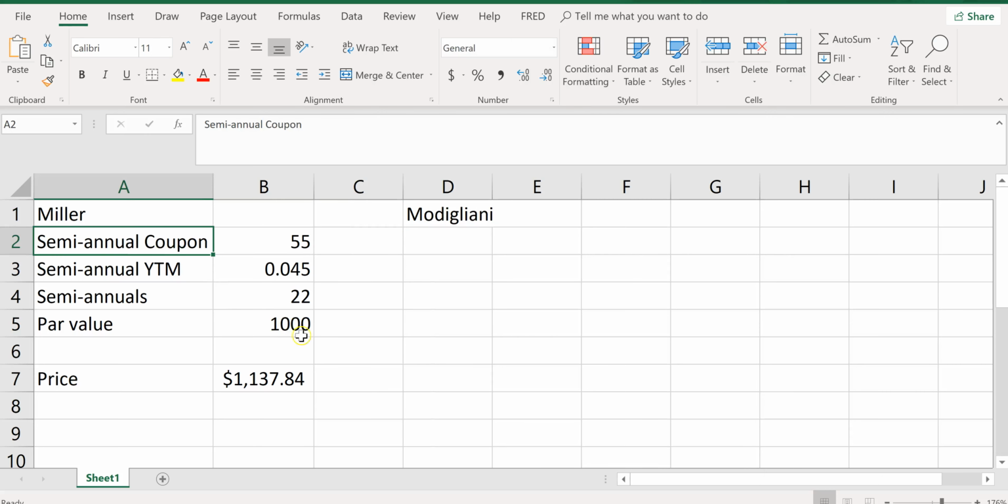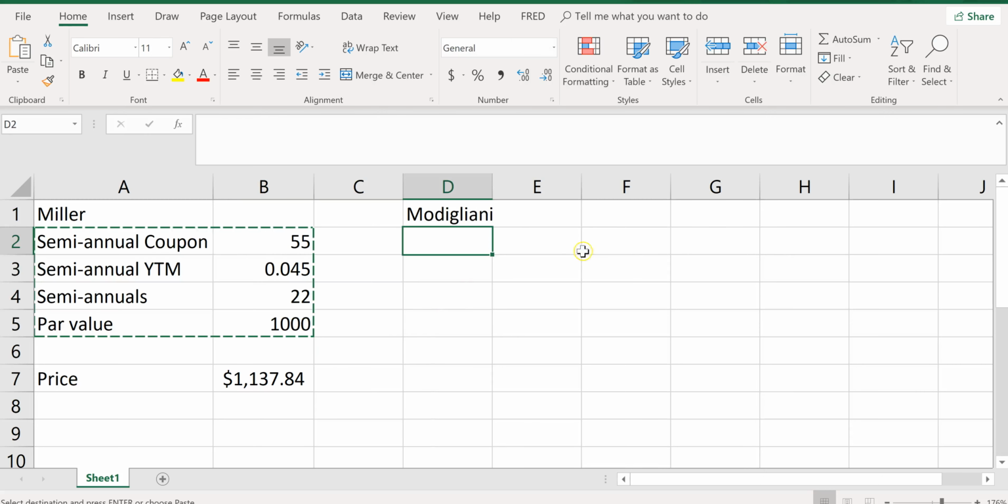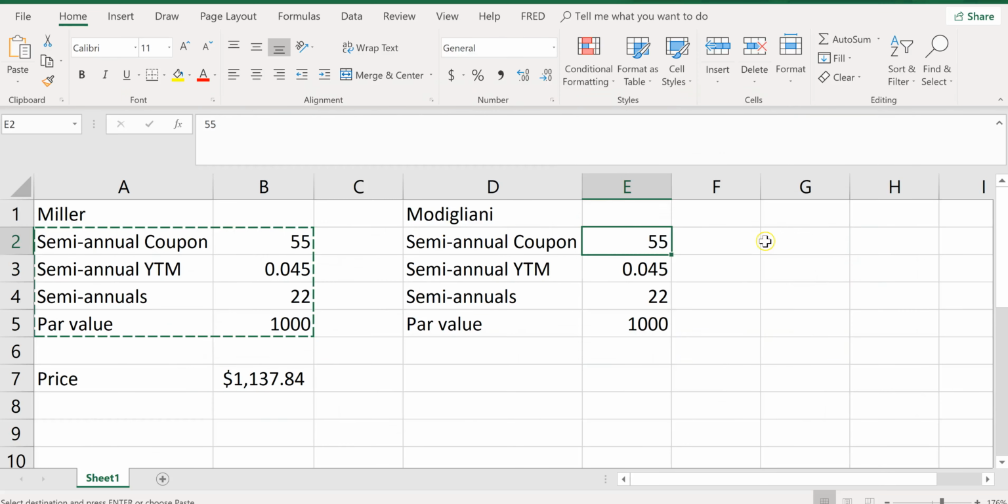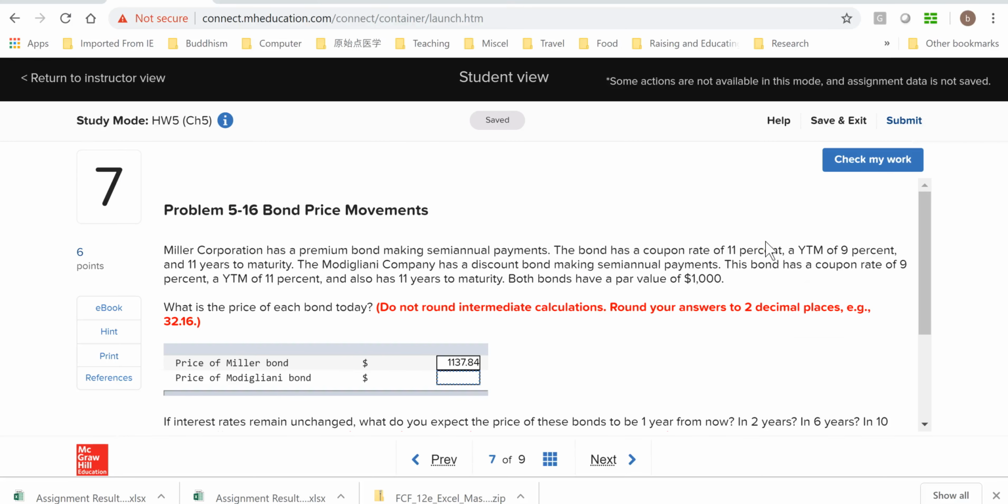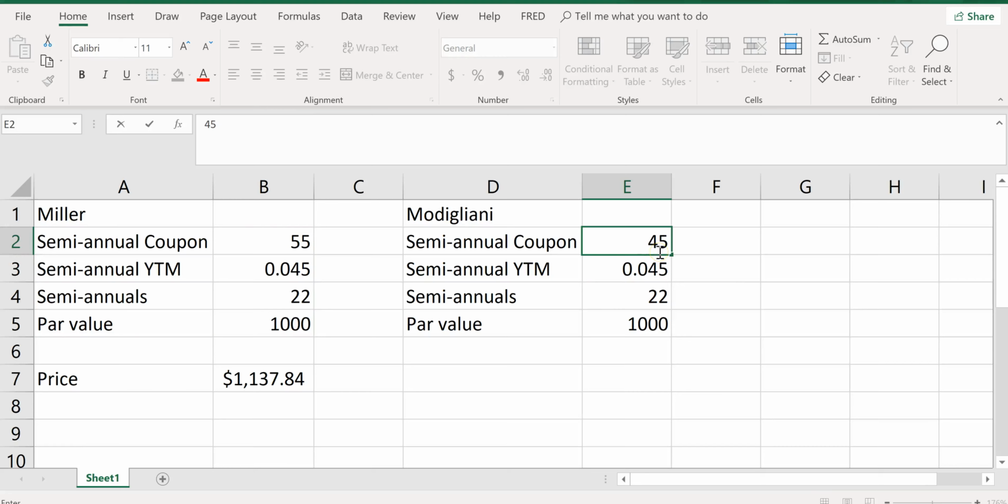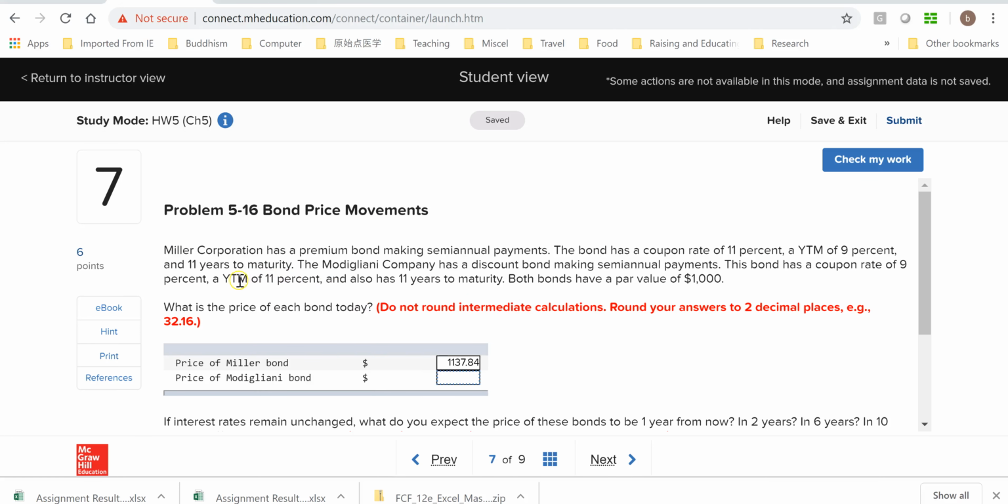The procedure is the same, so I just copy and then I just change the number. Now Modigliani is a discount bond. The coupon rate is 9%, so this becomes 45. And the semi-annual YTM, that's the 11%.